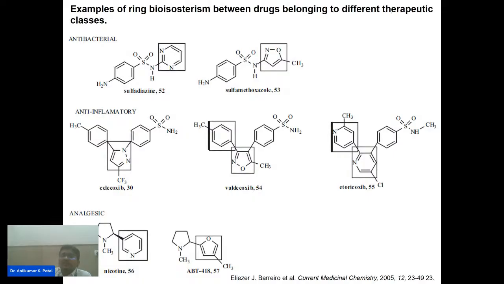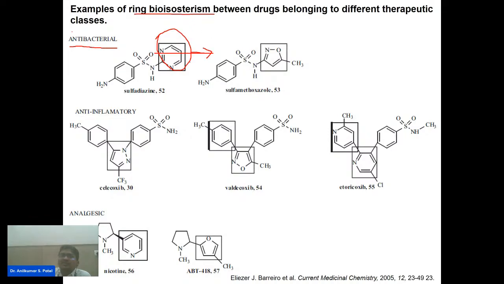So I have written here a non-classical approach, ring bioisosterism between two different classes. The first one is an antibacterial class, the sulfadiazine drug, in which the pyrimidine ring is present. That can be replaced with isoxazole. So this becomes a new drug, sulfamethoxazole, which has similar antibacterial activity. These modifications are called bioisosterism.